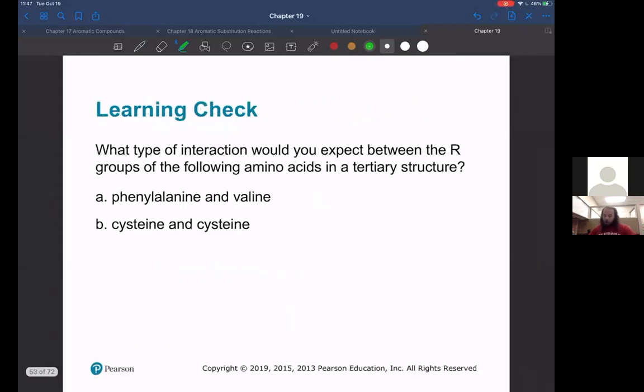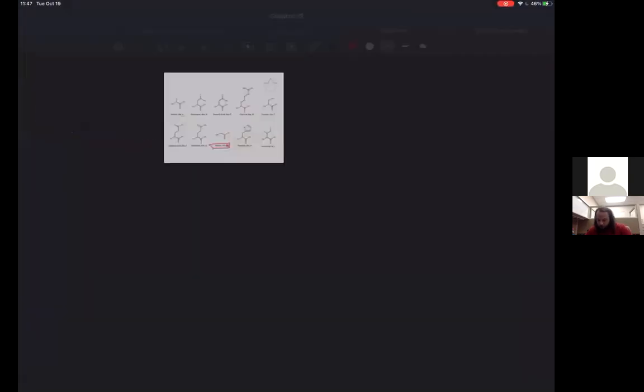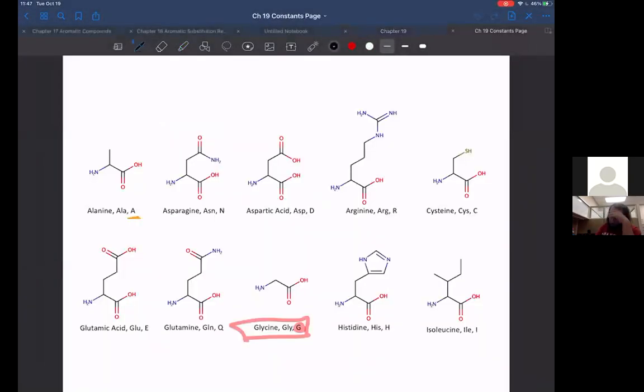All right, so this is a really good type of question. So let's go through this. What type of interaction would you expect between the R groups of the following amino acids in a tertiary structure? Okay, so phenylalanine and valine. So how would I go about solving this type of problem? Well, first of all, I need to know what phenylalanine and valine look like, right? So I'm going to have to go to my constants page here.